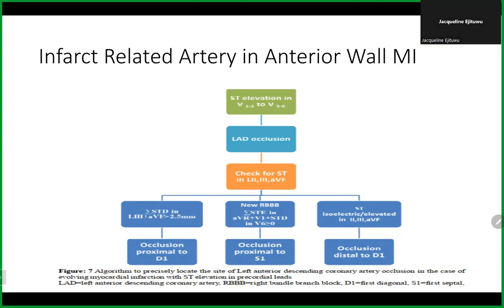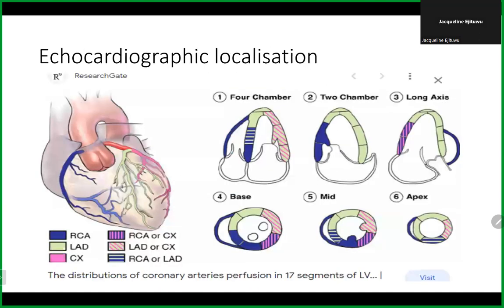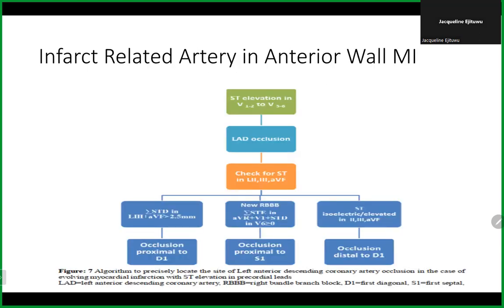The next thing to do is to check for the ST changes in the inferior leads. Once we have ST depression in lead 3 and aVF, once the summation of the ST depression in lead 3 and aVF is greater than 2.5 small boxes, it's likely to be occlusion of the proximal LAD, that is before the first diagonal branch.